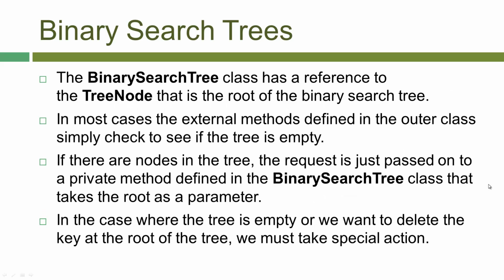You can begin to reference the Jupyter Notebook if you need to, but in this case, the BinarySearchTree class has a reference to the TreeNode that is the root of the binary search tree. In most cases, the external methods defined in the outer class just check to see if the tree is empty. If there are nodes already in the tree, the request is just passed on to a private method defined in the BinarySearchTree class that takes the root as a parameter. In the case where the tree is empty, or we want to delete the key at the root of the tree, we'll have to take a special action. We'll discuss all of this in much more detail as we jump back and forth from the Jupyter Notebook.